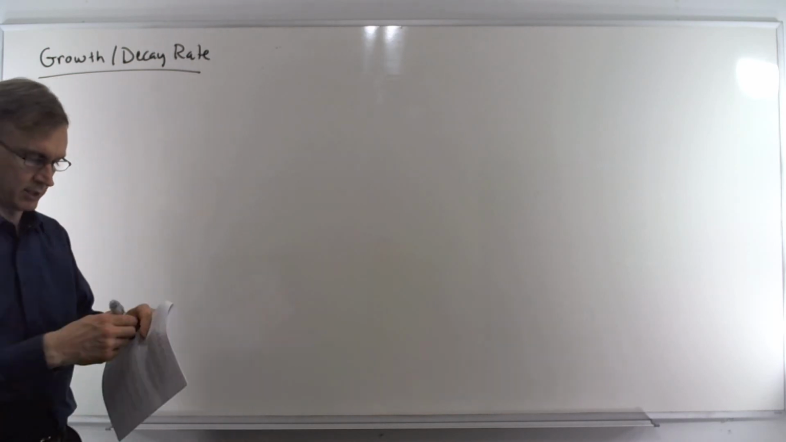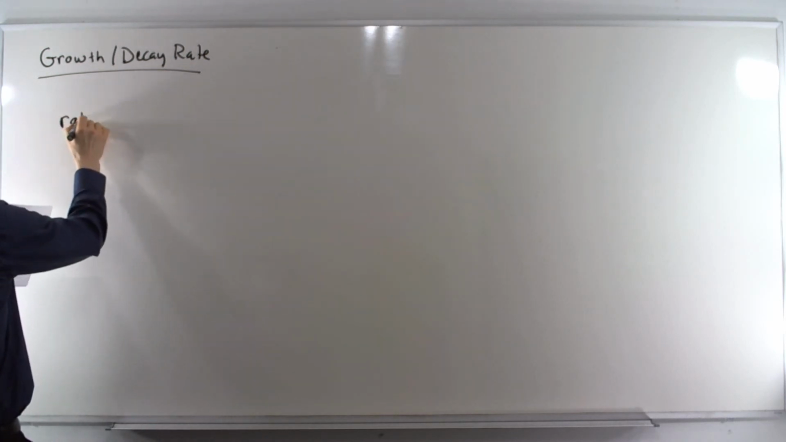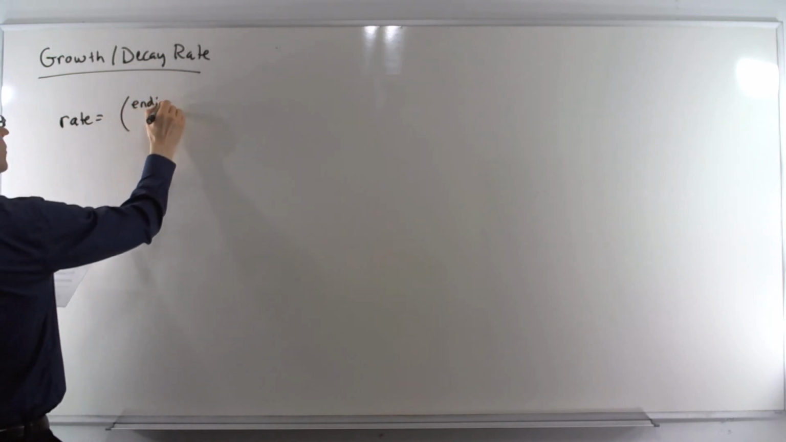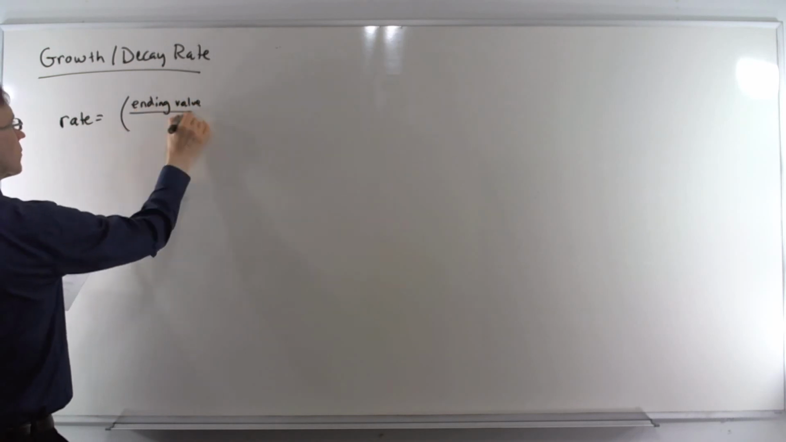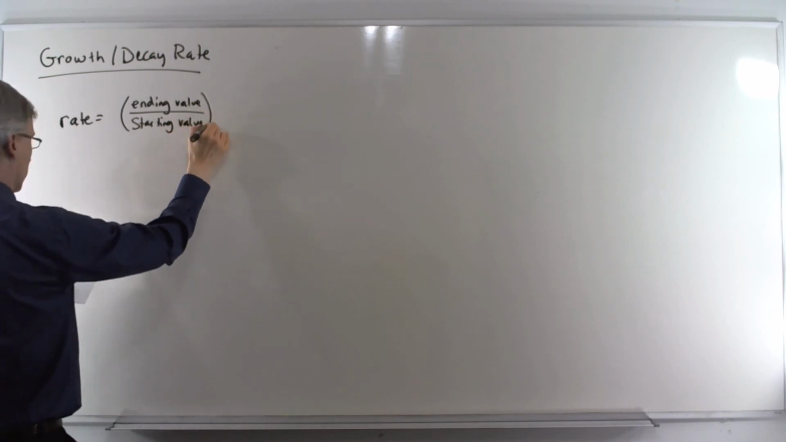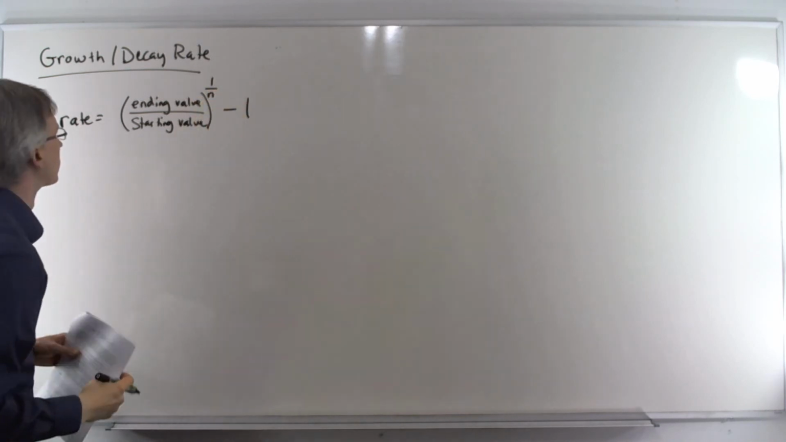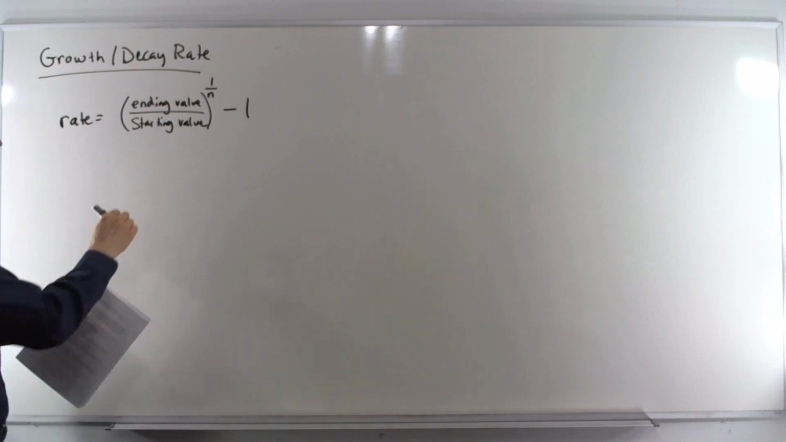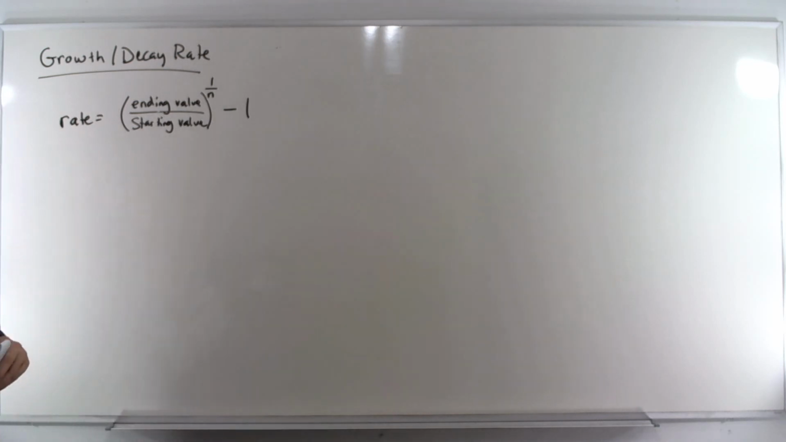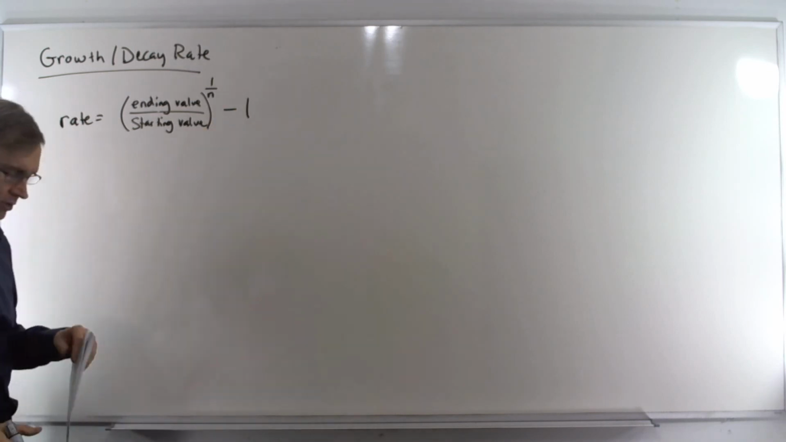So we're going to use this formula for calculating the growth or decay rate. So we need a starting value, an ending value, an n, which is the number of time periods. And then once we calculate all this out, we're going to subtract 1, and there's our rate.